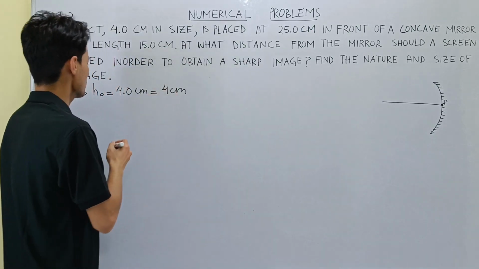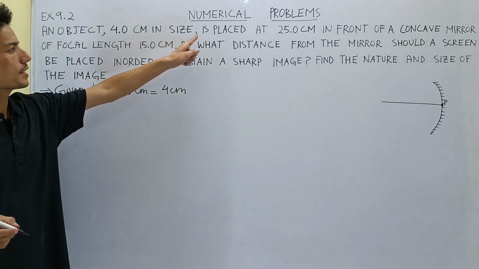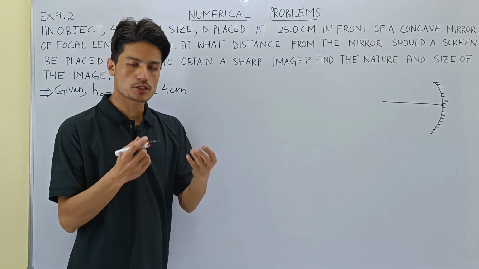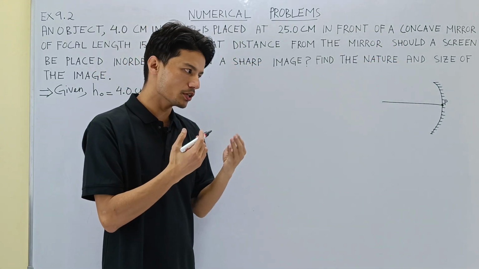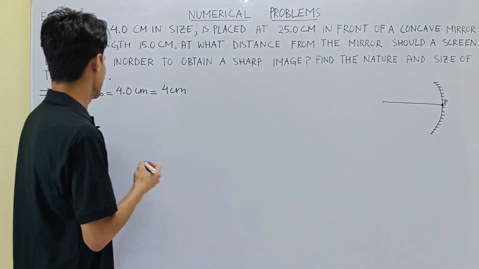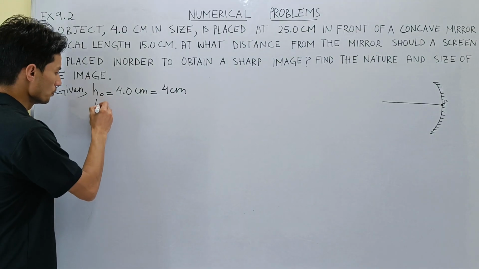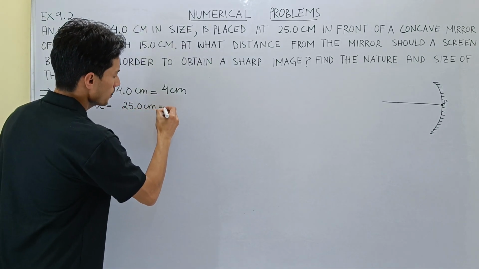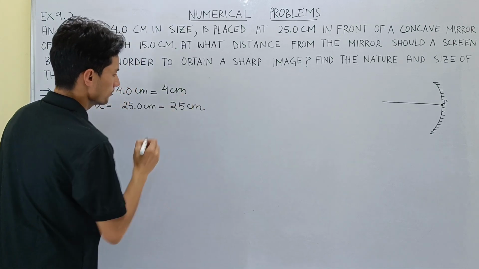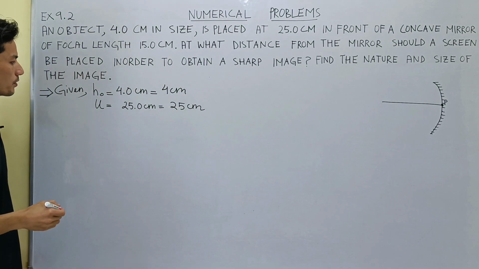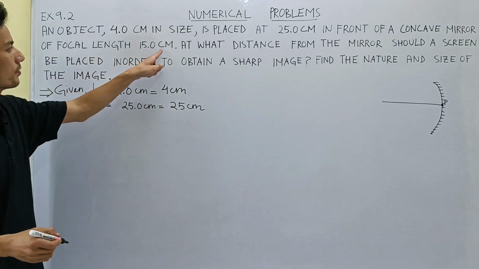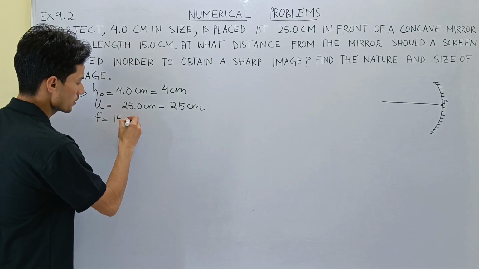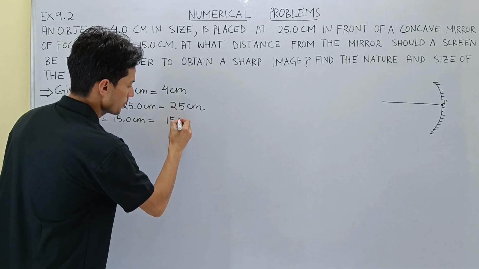Simple, okay? Next, an object 4 cm in size is placed at 25 cm in front of a concave mirror. Remember, the object is always kept in front of a mirror. The object will always stand in front of the mirror. So this becomes the object distance, which is represented by the symbol U. So U is given to us as 25.0 centimeter, which will be written as just 25 centimeter. We will come to the sign later on. Right now we'll just write whatever things are given to us. And then, focal length 15 centimeter. So focus is also given to us. It's 15.0 centimeter, which will be written as 15 centimeter.